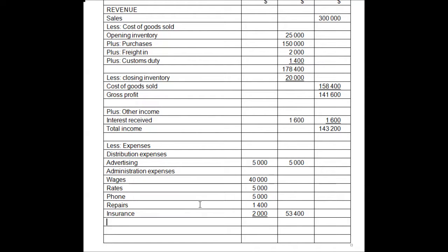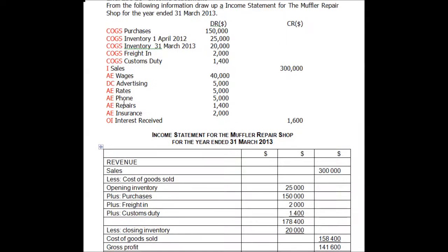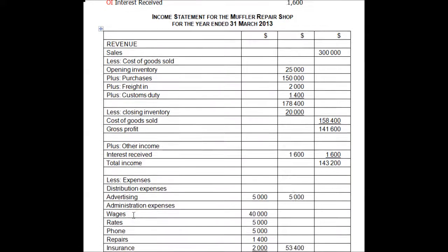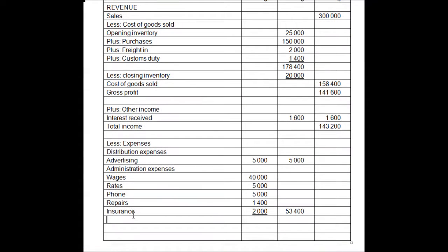Now normally I would also put finance costs down here and do those along with my distribution and administration. But I don't actually have any finance costs if we look up here. So what am I going to do about that? Well, I'm not going to put them in at all. I'm just going to skip ahead to the next part, which is total expenses.